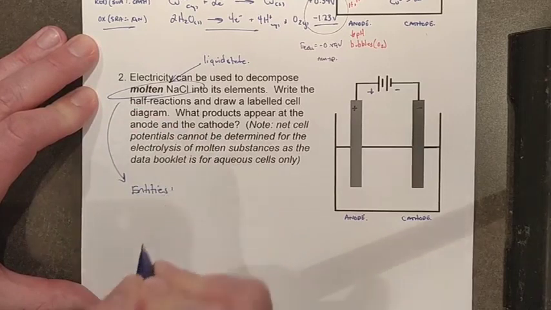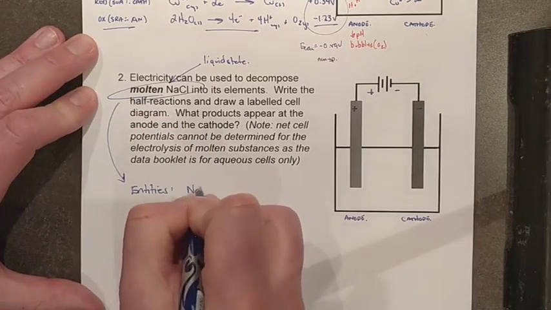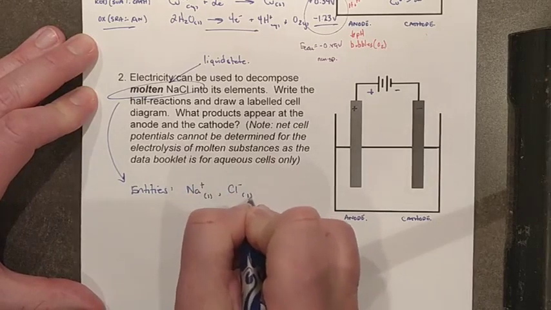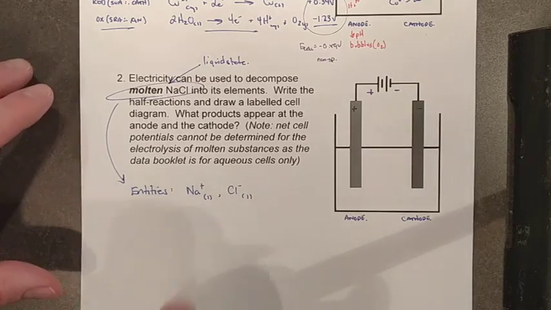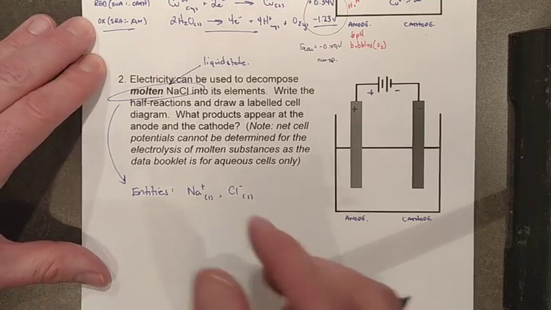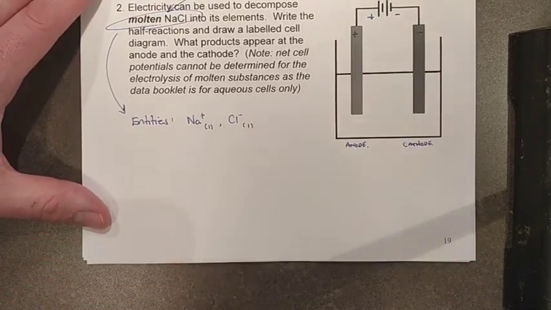All we have is a molten or melted NaCl. So you would have Na+ in a liquid state, and you would have Cl- in a liquid state. There is no water here whatsoever. You've just melted salt. This would be an extremely hot and dangerous system, but we would need this if we wanted to be able to get any of this particular metal here or get our chlorine gas. So that's our only two entities.